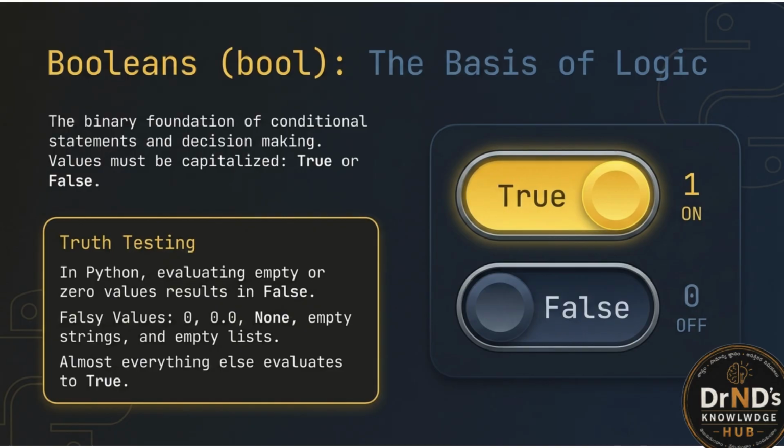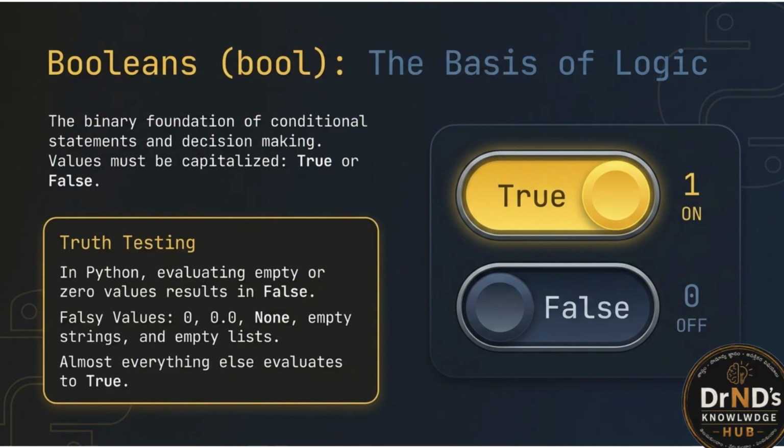Let's look at some examples. is_student = True. is_logged_in = False. medicine_available = True. In each case, the variable stores either a true value or a false value. Python uses these Boolean values whenever it needs to make decisions.